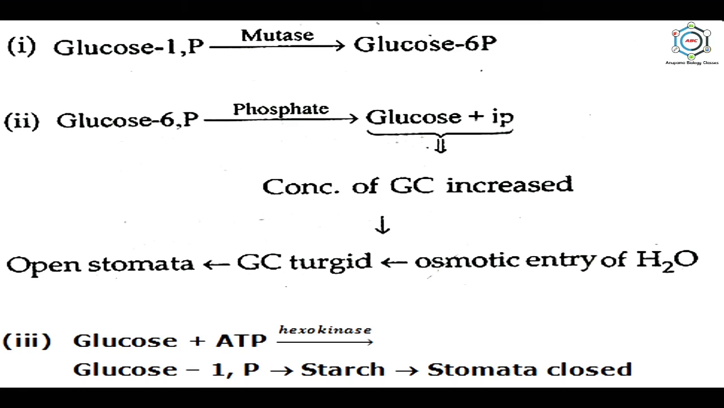Now, in case of dark, photosynthesis does not occur. The level of respiratory carbon dioxide in the substomatal cavity is increased. This results in a decrease in the pH of guard cells. At low pH, the glucose molecules are converted to glucose 1-phosphate, making use of respiratory ATP in the presence of the enzyme hexokinase. The glucose 1-phosphate molecules are converted to starch in the presence of the enzyme phosphorylase.